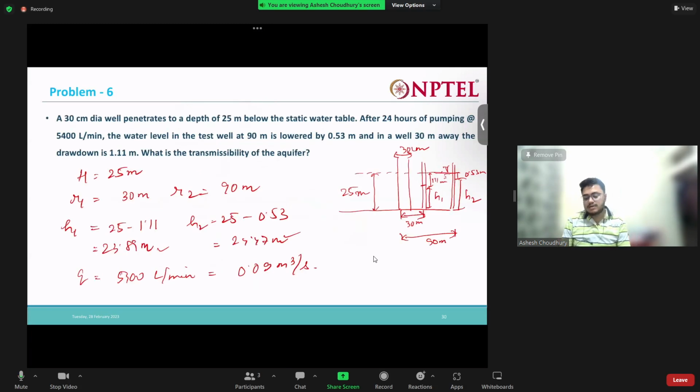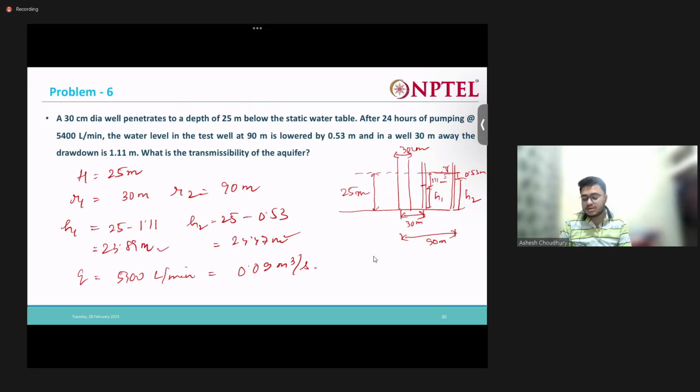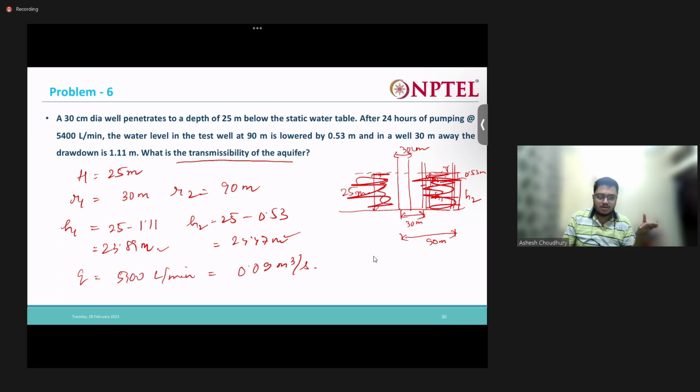So now finally, what is asked of us? It is asked what is the transmissibility of the aquifer. Now what is an aquifer? An aquifer means a soil mass which can hold a large amount of water. So this soil mass here is actually holding a large amount of water, right? So this is called an aquifer.